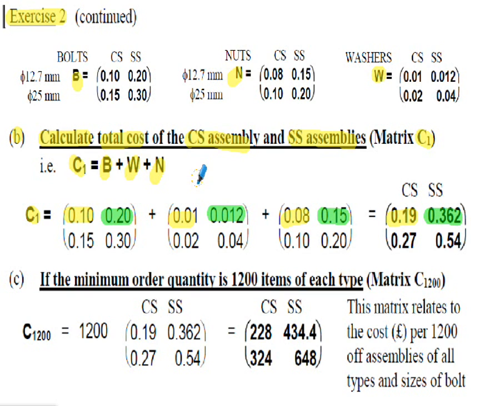Similar process applied to the 25mm diameter assemblies. I add this element here for the bolt to this element here to the washer, this element here to the nut. So that gives me this element here in my final matrix C1 for the cost of a 25mm assembly in carbon steel. And finally, to find the cost of a 25mm stainless steel assembly, I add the cost of the bolt to the cost of the washer to the cost of the nut to give me this element value here in my final matrix C1 for the cost of a 25mm assembly in stainless steel.